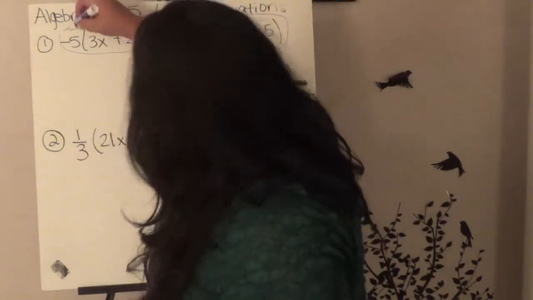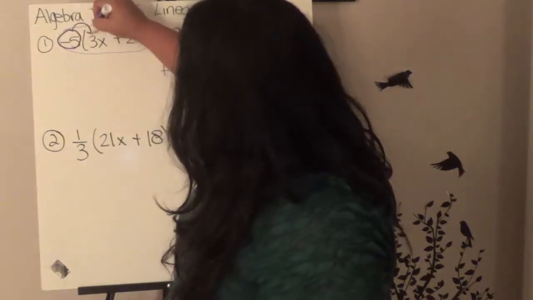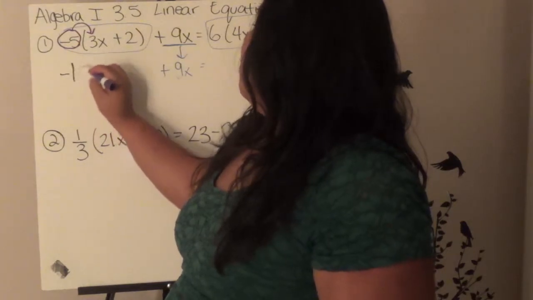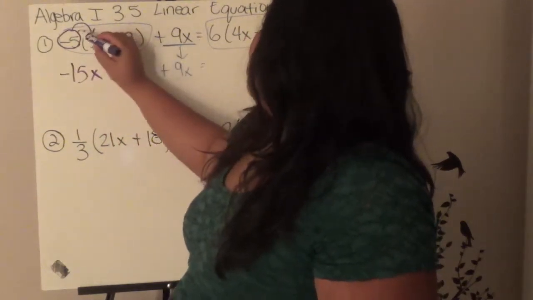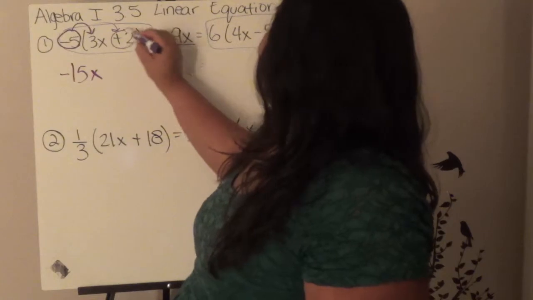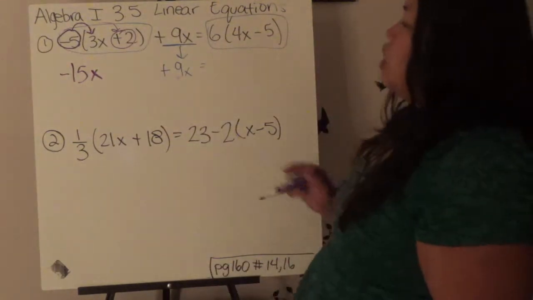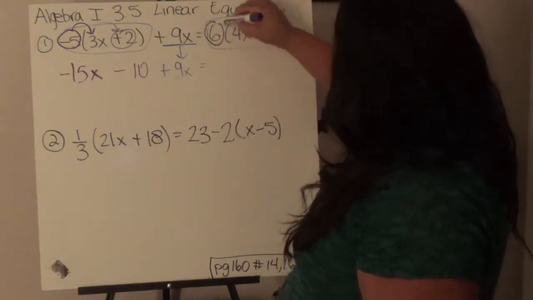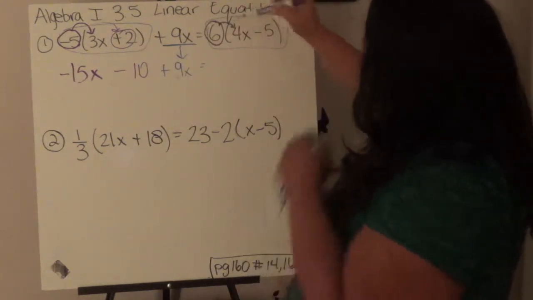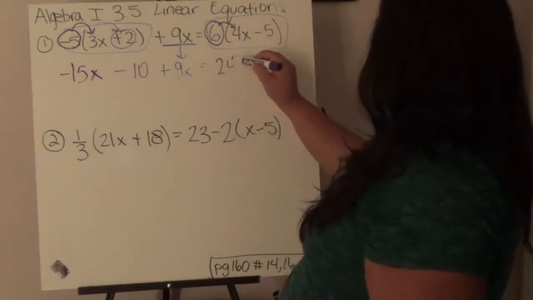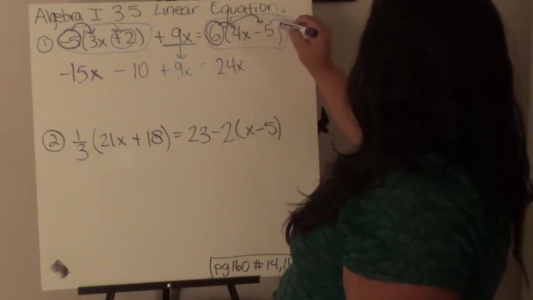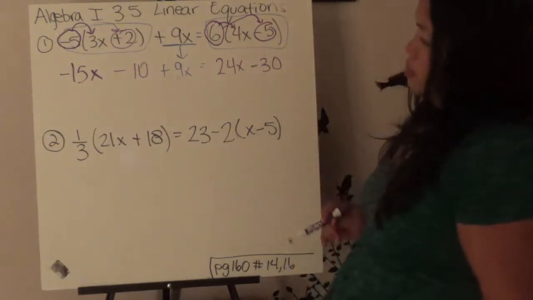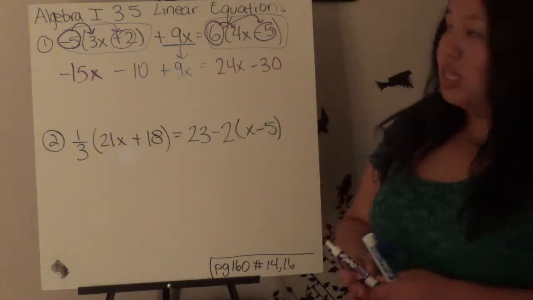We have a negative 5 times 3x, which gives me a negative 15x. Okay? Then I'm going to go ahead and multiply it by the entire thing. So negative 5 times positive 2 gives me a negative 10. Do the same thing here. Take 6 times 4, which gives me positive 24x, and 6 times negative 5, which gives me a negative 30. Now I've gotten rid of all of my parentheses.